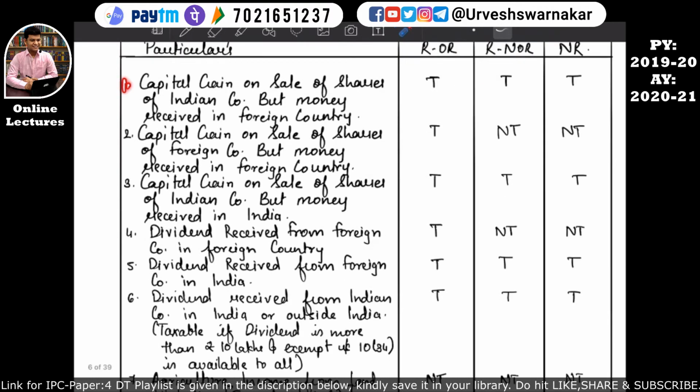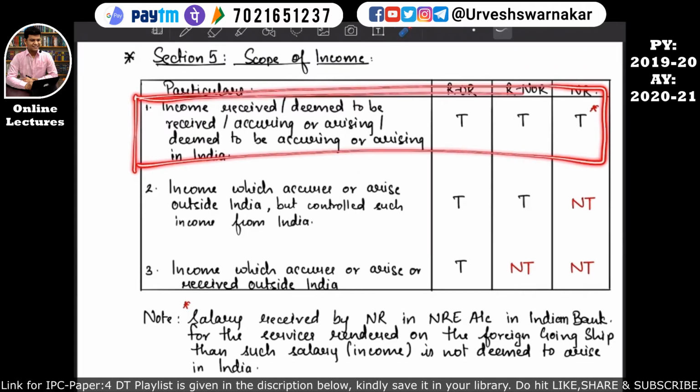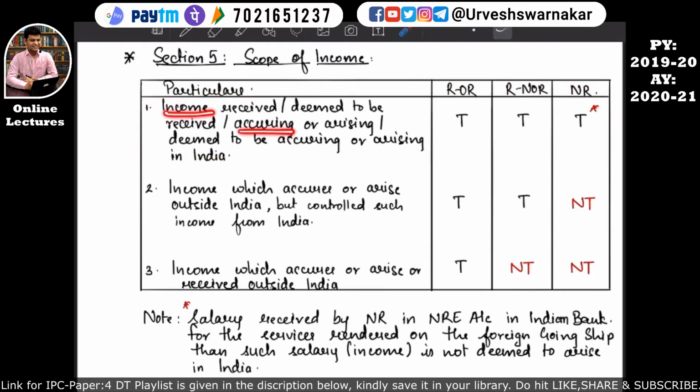So the first income is capital gain on sale of shares of an Indian company but money received in a foreign country. This capital gain is an income accruing and arising in India. Even if the capital gain is received in a foreign country, it will be taxable to all these three individuals. I hope this is quite clear. The first point that we have studied falls under this category, that is income accruing or arising in India. I hope this is quite clear to you all.